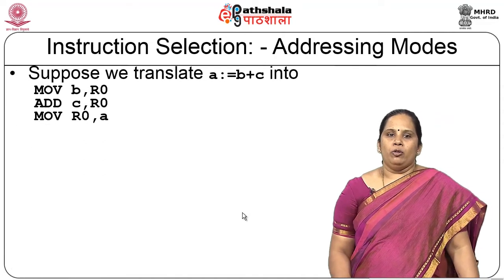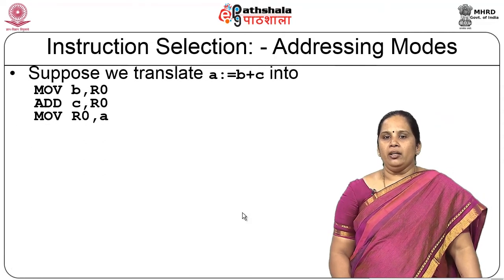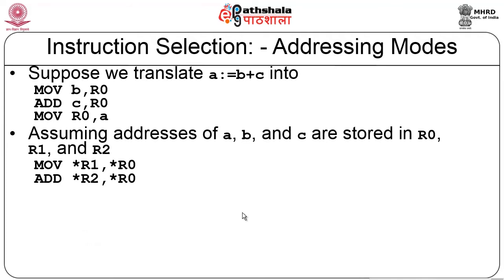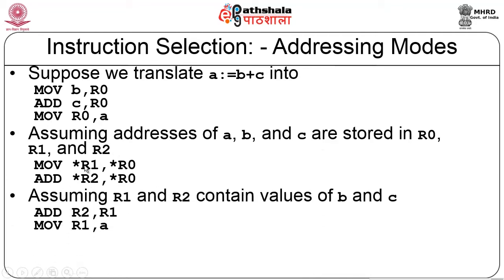Now again, addressing modes are going to be a real task. Suppose we translate a is equal to b plus c into these instructions: move b comma r0, add c comma r0, move r0 comma a. And supposing the addresses of a, b, c are stored in r0, r1 and r2. Assuming it is already stored, then move star r1 comma star r0, add star r0 comma r2 comma r0.